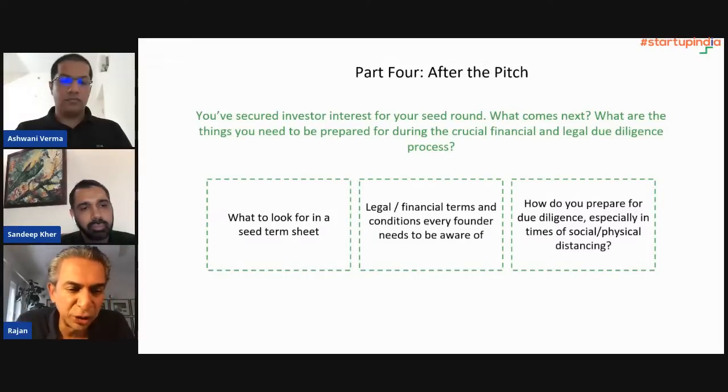And then we also have Ashwini Varma. Ashwini is a vice president in our legal team at Sequoia India. Ashwini has been in the legal profession for more than 11 years and has worked with many different law firms and is currently a senior leader in Sequoia's legal team.